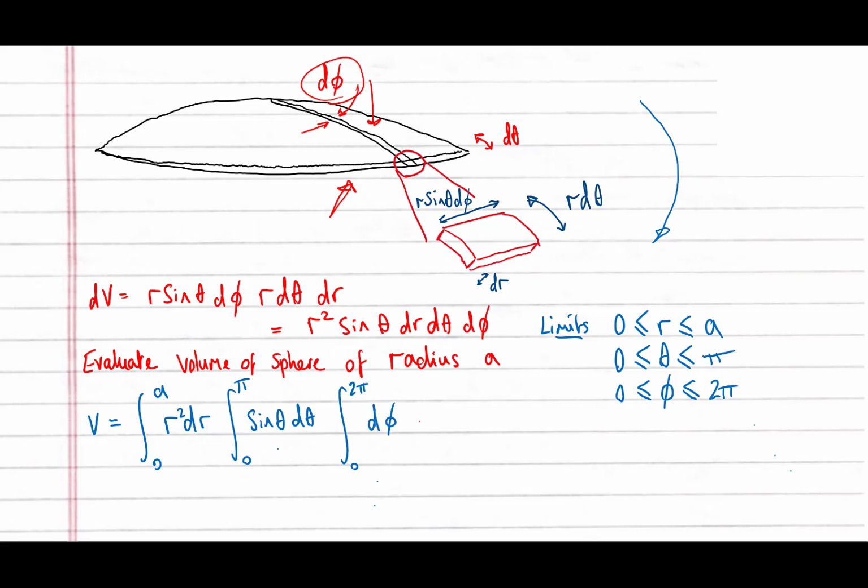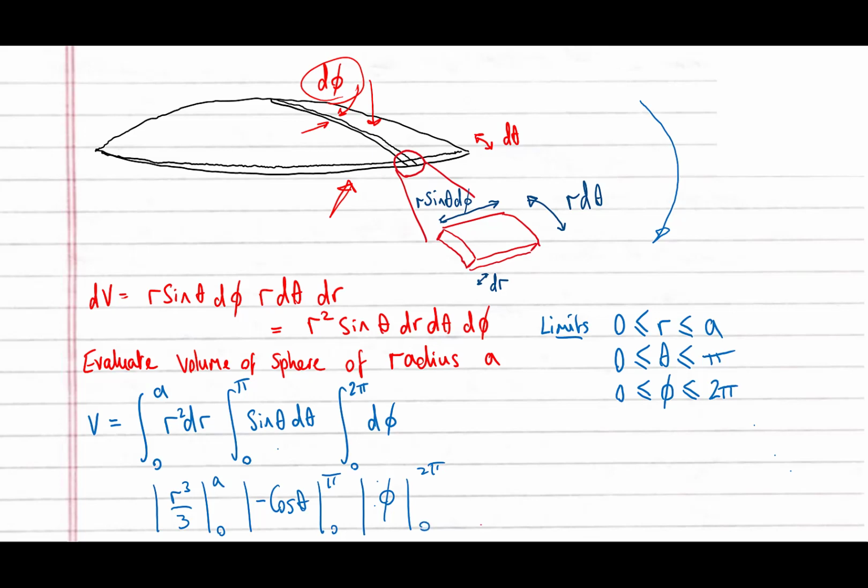And again, what we end up with here, of course, is we will do this integration. So we got r cubed over 3, and that's ranging from a to 0, and then this will be minus cosine theta, and that runs from pi to 0, and then we've got our phi term in here, and that runs from 2 pi to 0.